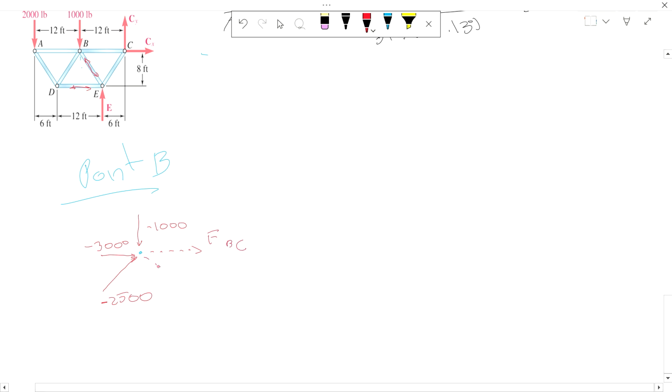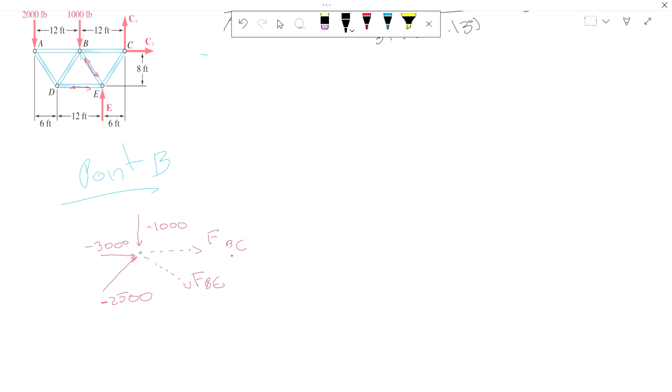And then we have force B to E, which we don't have. So from here we can find B to E and B to C. How? Well, summation of forces in X and Y. So if we do summation of forces in X, this one could be found, and summation of forces in Y, this one could be found. So let's do that one first.